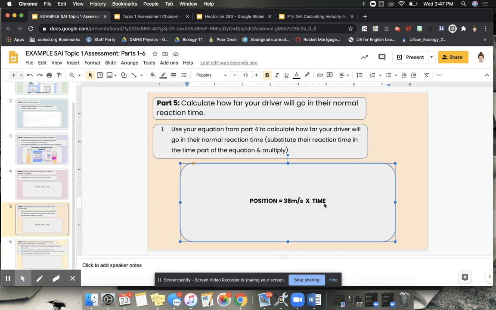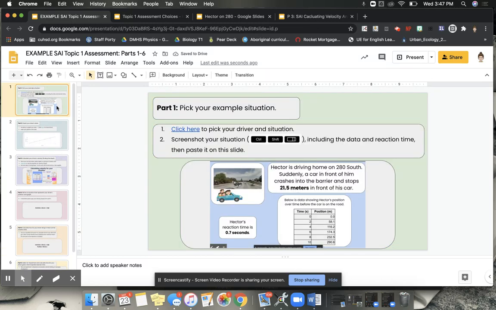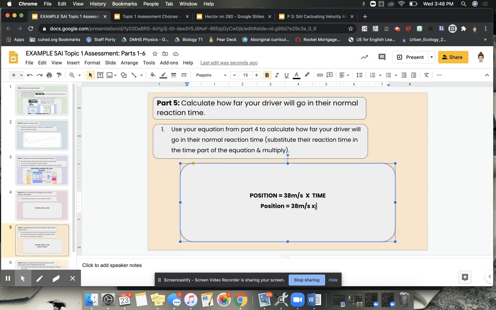It's okay. So now I have my equation right here. And what I need to do is calculate their position, how far they're going to travel in their normal reaction time. So I'm going to rewrite this equation. Position equals 38 meters per second times this time I'm going to get from my part 1, where it tells me their normal reaction time. So Hector's time is 0.7.